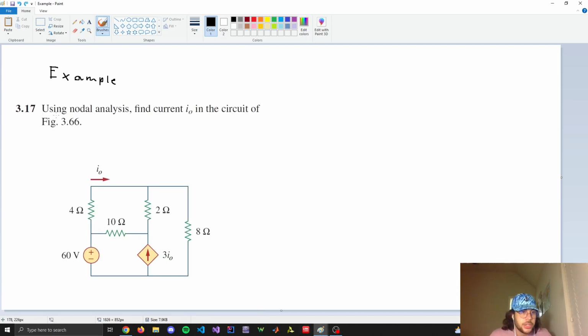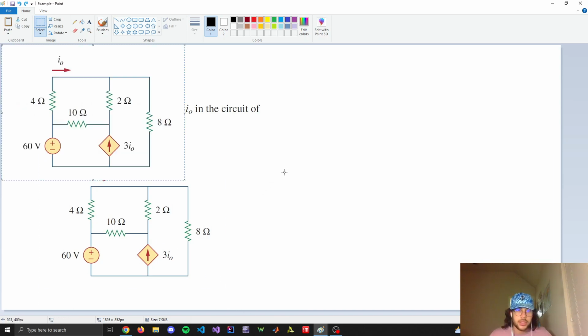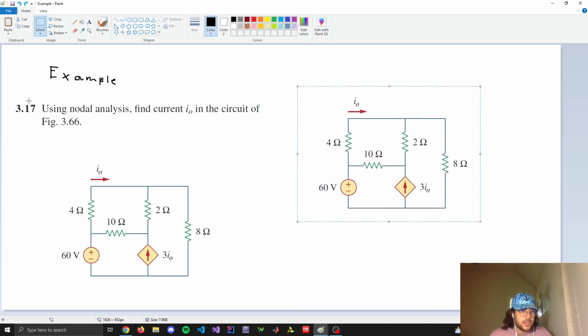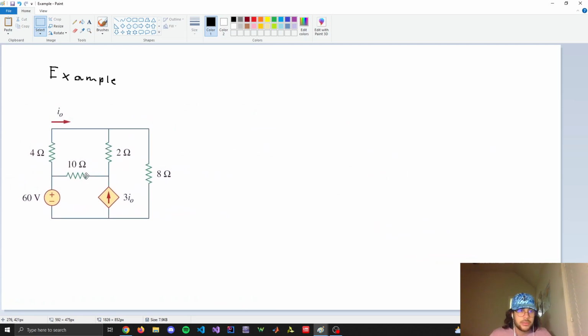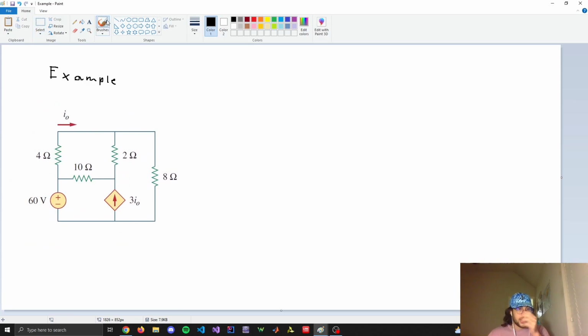In this one, we need to use nodal analysis to find the current I0 in this circuit. So we'll redraw this and make it bigger. We need to find I0. In this circuit, the first thing we need to do is pick a place of reference, which is our voltage reference or ground. I'll pick it here at the bottom.